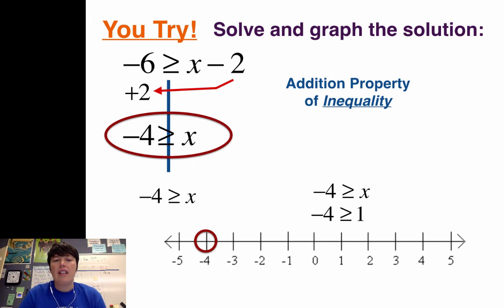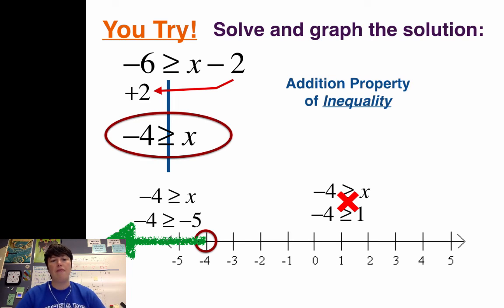Okay. And now I'm going to test the left-hand side. I'll go out to like negative 5 or something. Is negative 4 greater than or equal to negative 5? Which one of these is true? Is negative 4 greater than negative 5, or is negative 4 greater than a positive 1? Well, it's not greater than a positive 1, is it? So that fails. I think that's a fail on the right. I think on the left, negative 4 is greater than negative 5. I think that's the pass. So we're going to shade to the left.